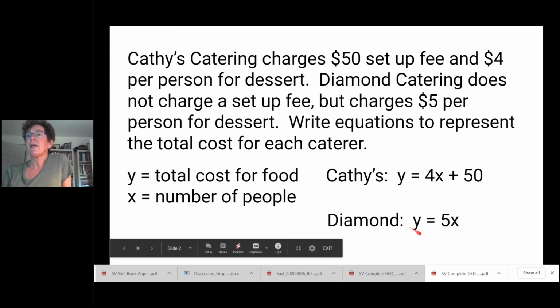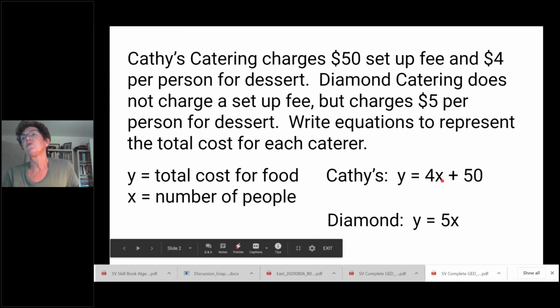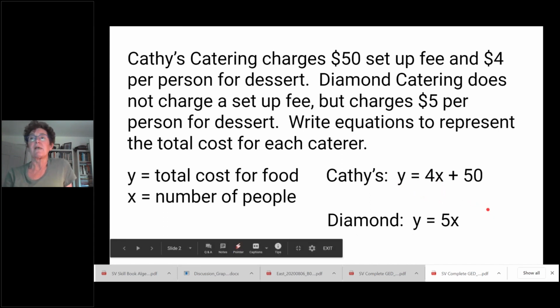So this equation is I can vary my Y depending on how many people I think I want to come to my event. So what number I substitute in for X. What would it cost me if I had 5 people come, 10 people come, 25, 500? Any number of people that I want, I can substitute in for X and find out what my total cost will be. So let's see what that looks like on a graph.